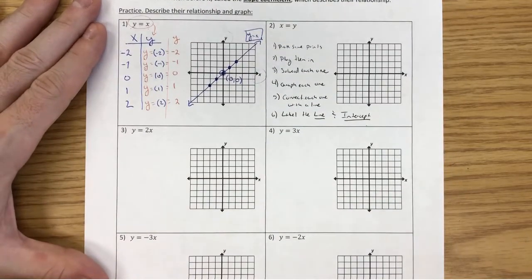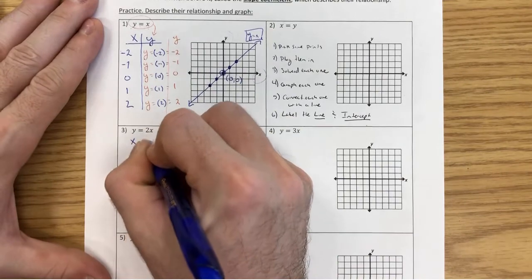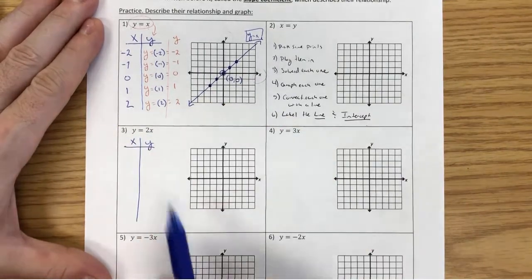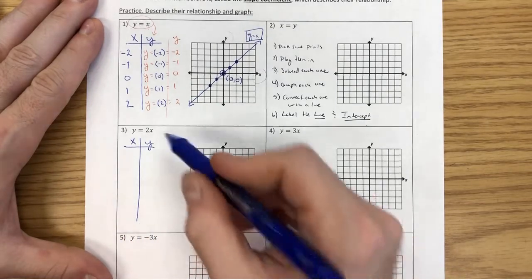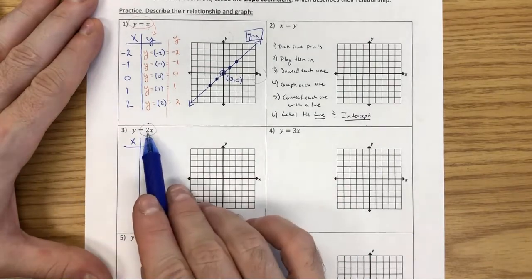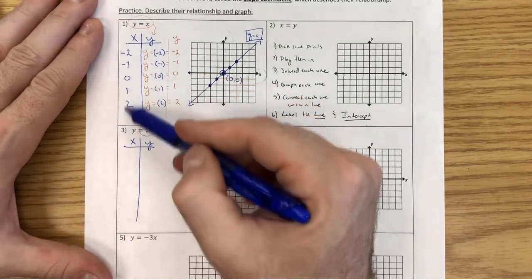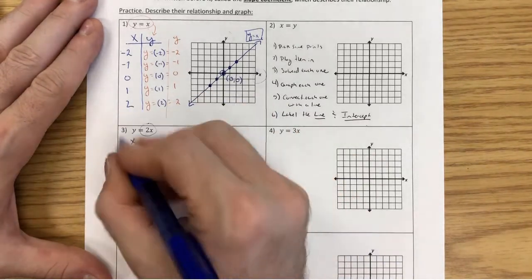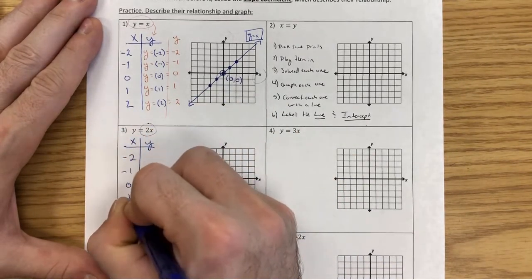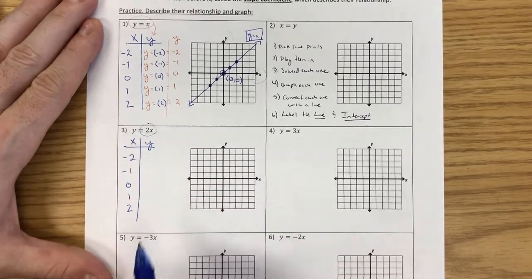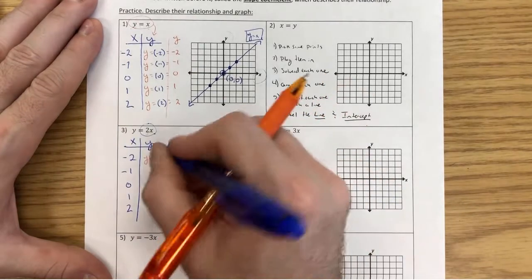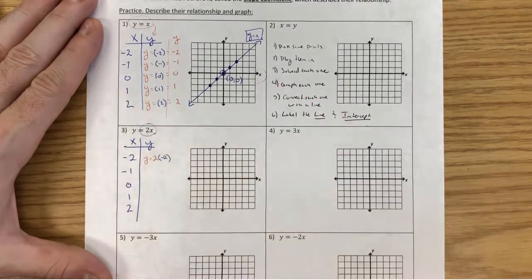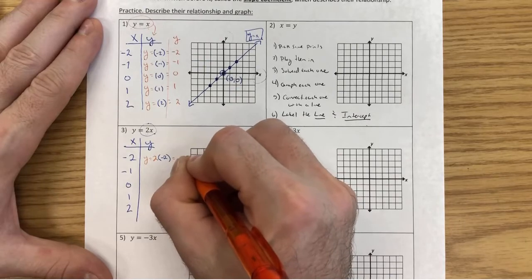So let's give a shot at the next one. Let's create an XY table. Typically, for today, and later on we're going to learn a quicker, more effective method, whatever variable has the slope coefficient in front of it, we're going to plug our values into that variable. So let's plug our -2, -1, 0, 1, and 2 into the x, because we're doing something to the x. So I'm going to say y is equal to 2 times my x of -2. And this is going to give me -4.